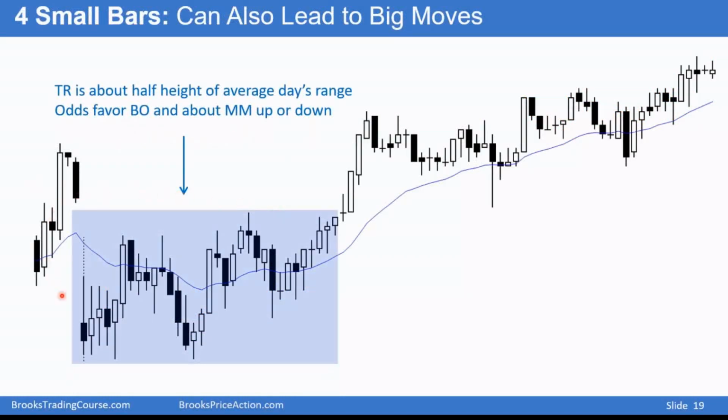The market's in a trading range here, and it's about half the height of an average day's range. Traders are expecting a breakout and either a measured move down or a measured move up. Sometimes before the breakout takes place, the market will start to give you a sign as to what the direction of the breakout will be.